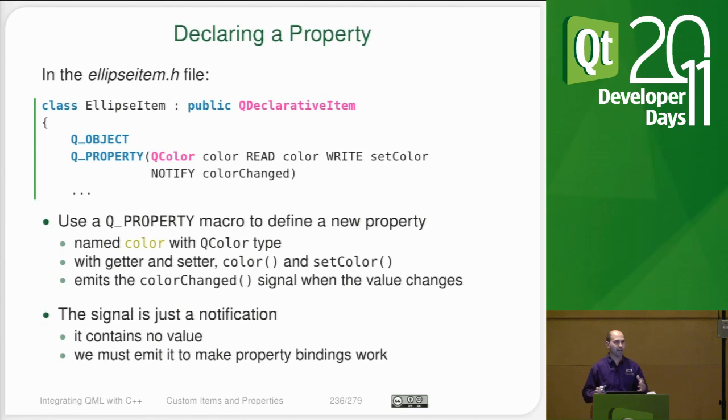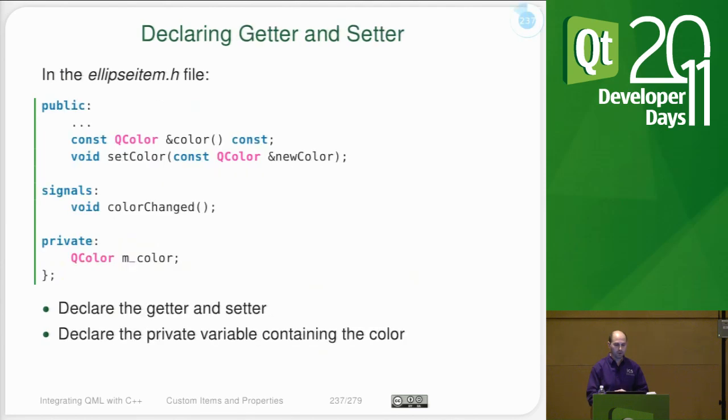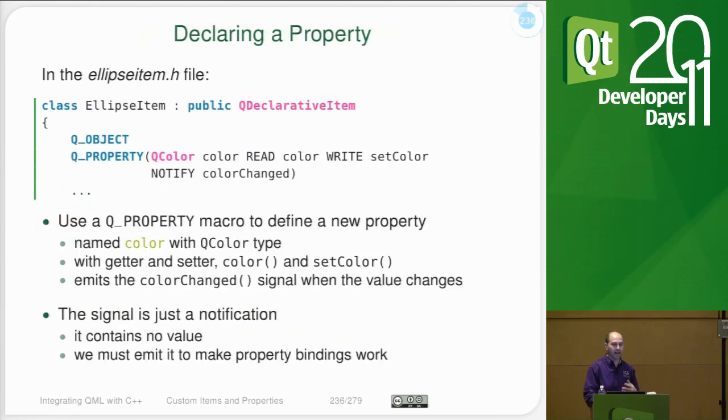So you would make your C++ as usual, meaning that you're going to have a member for your color, you're going to have a setColor and a color getter, and you're going to have a signal for colorChanged. This is as normal Qt as you can get. Then in your header file, you simply use the Q_PROPERTY macro. You specify the type of this property, which is QColor, a name, which is simply color, a read function called color, a write function called setColor, and a notify signal called colorChanged.